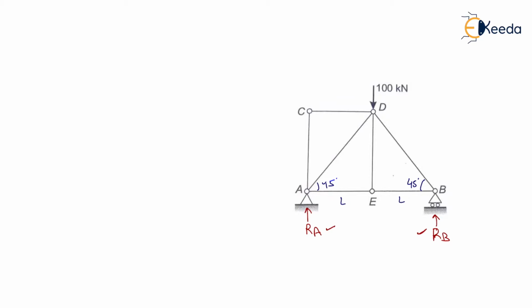Now for finding the support reaction, we need to use the equilibrium conditions. The first equilibrium condition is the summation of all the forces in the vertical direction equals 0. So Ra plus Rb equals 100 kilonewton, because 100 kilonewton is acting in the downward direction. This is our first equation.